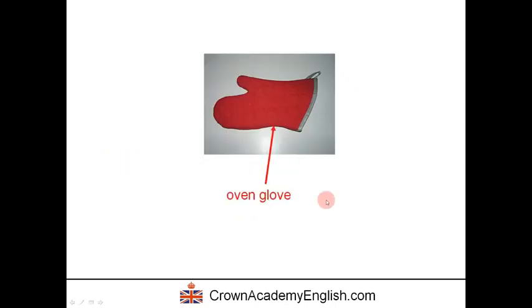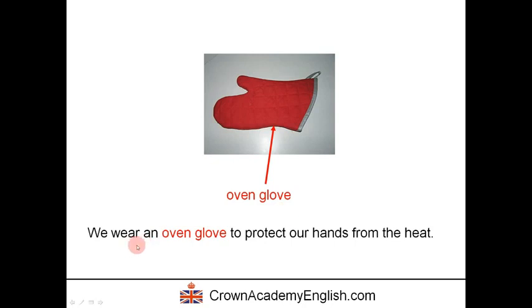So this is called an oven glove. Sometimes in American English they call it an oven mitt, M-I-T-T. But in British English we call it an oven glove. And we wear an oven glove to protect our hands from the heat. So when we put something in the oven, for example.